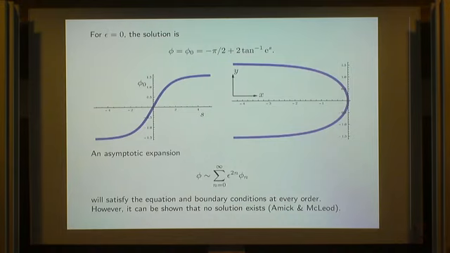So if you use that as your starting point, and you try an asymptotic expansion in powers of epsilon, you find that you satisfy the boundary conditions at every order. And so it seems like you've generated a solution to the problem, and then you realize that Amick and McLeod have proved that there is no solution to this problem, so you want to know what's gone wrong with my asymptotic analysis.